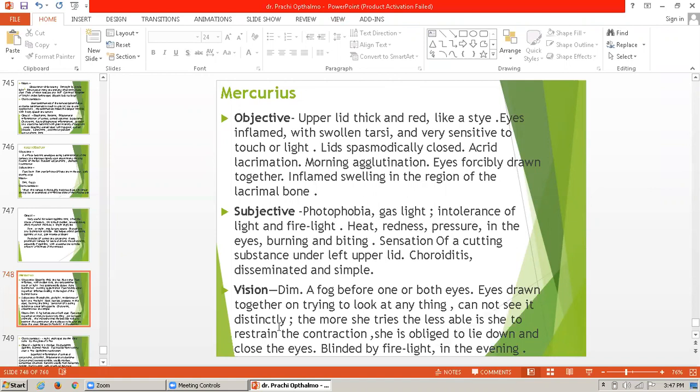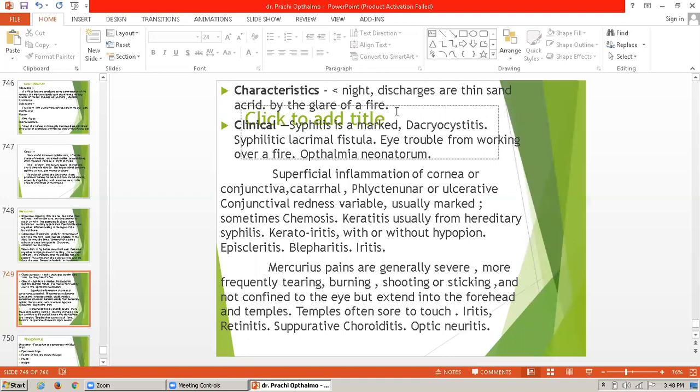There is a choroiditis, disseminated and simple. Vision is dim, a fog before one or both eyes. Eyes are drawn together on trying to look at anything and cannot see it distinctly. The more she tries, the less able is she to restrain the contraction. She is obliged to lie down and close the eyes, blinded by firelight in the evening. Characteristics are an aggravation from night. Discharges are thin, acrid, and worse from the glare of the fire.